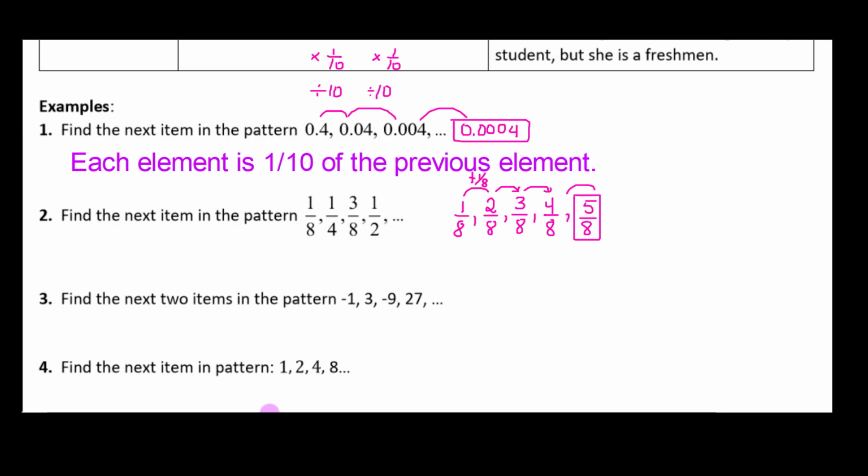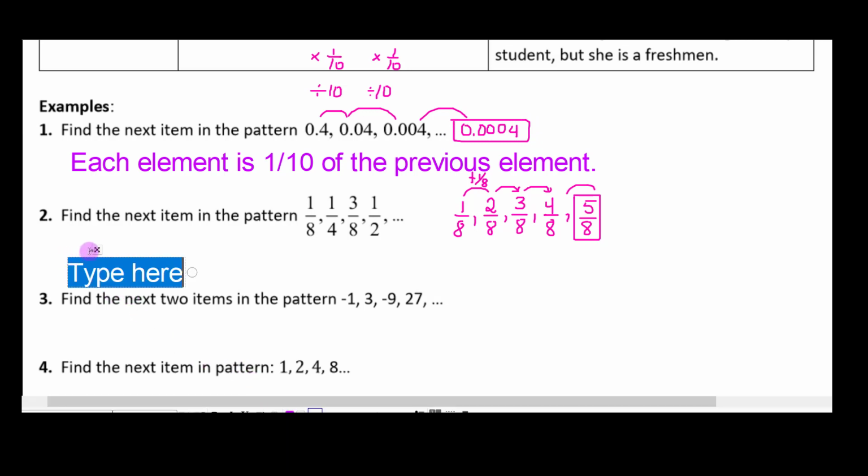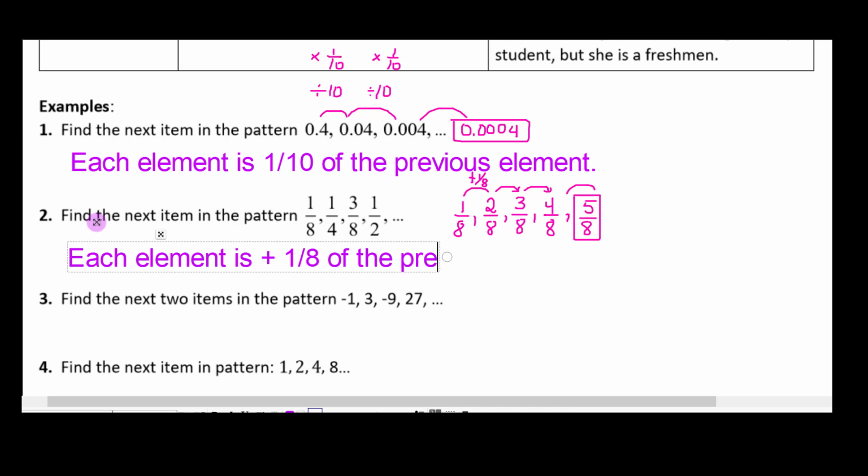Now, once we found it, we want to write the conjecture. Okay, so we could say each element or each fraction is the previous element plus 1/8. Or you could say each element is the previous element plus 1/8. All right, let's go on to the next one.